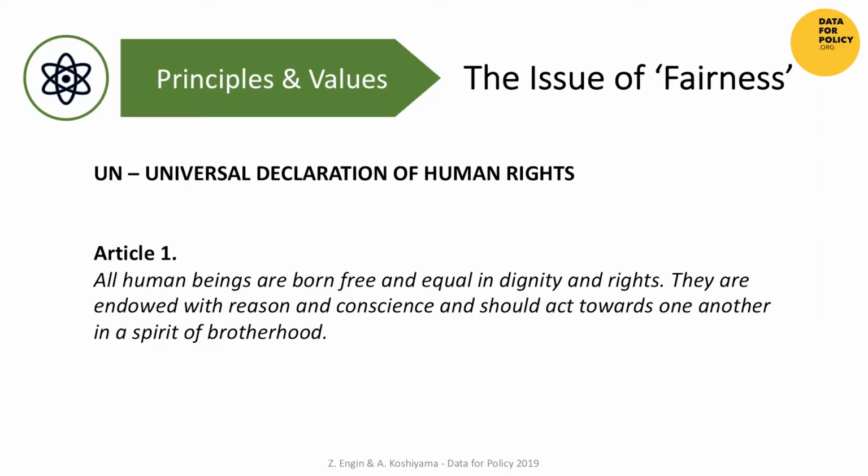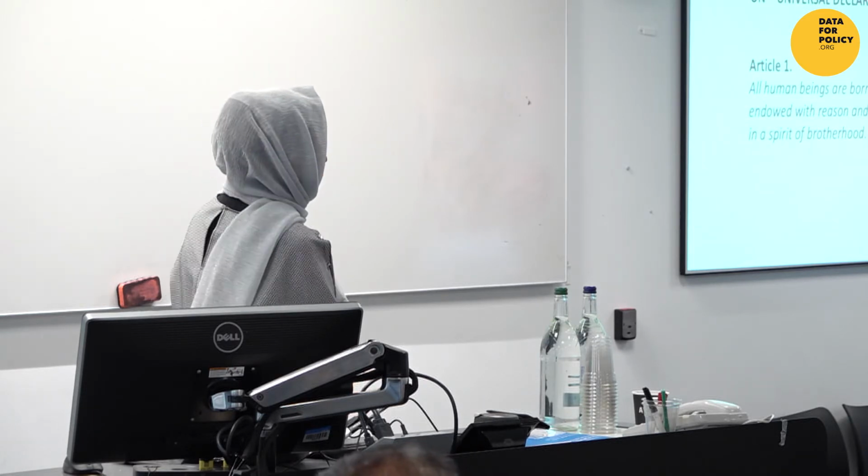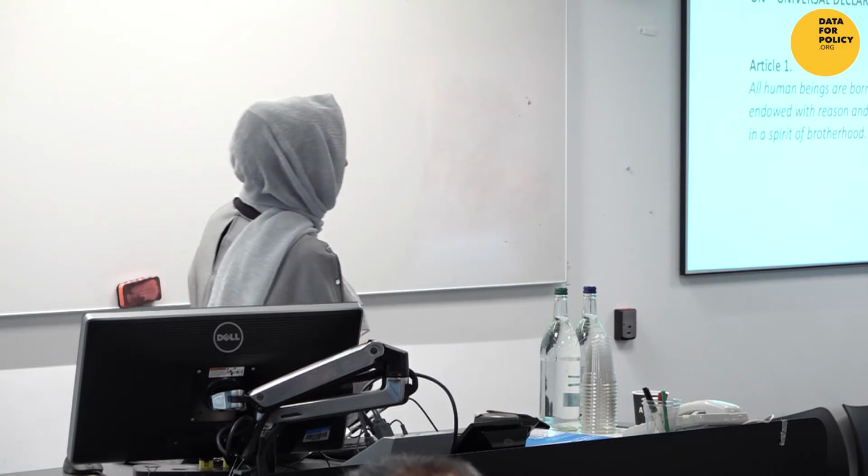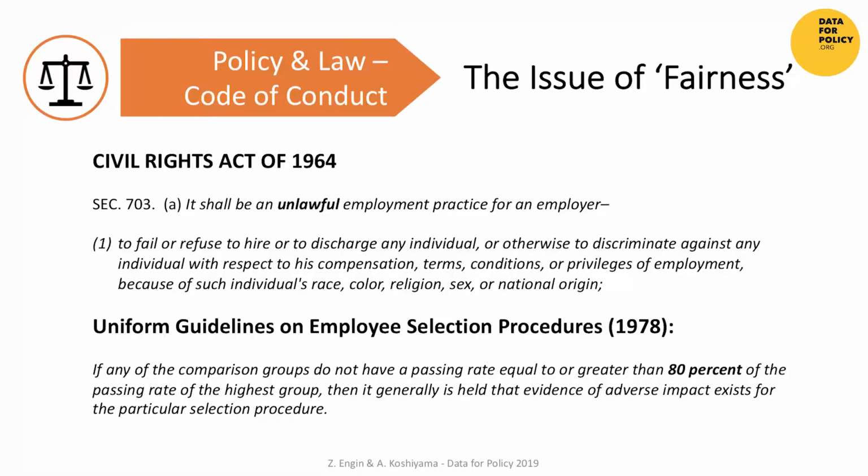Starting with the issue of fairness as an example, you can refer back to big, universal principles. In this case I have the UN Universal Declaration of Human Rights, Article 1, as a starting point, which states that all human beings are born free and equal in dignity and rights. Great. But how do we satisfy this in technology terms? We'll get there, hopefully. So one step further, it's the policy and law, codes of conduct.